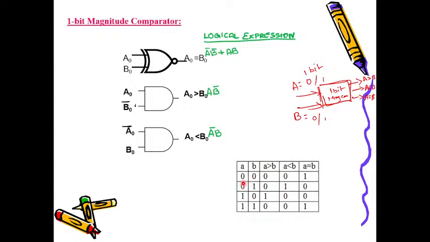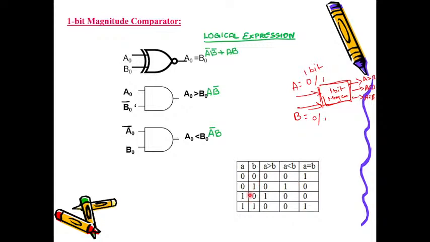When A is equal to 0 and B is equal to 1, who is high? B is high. So that means what? A is less than B. So that should indicate the output. And the remaining two functionalities should be disabled.